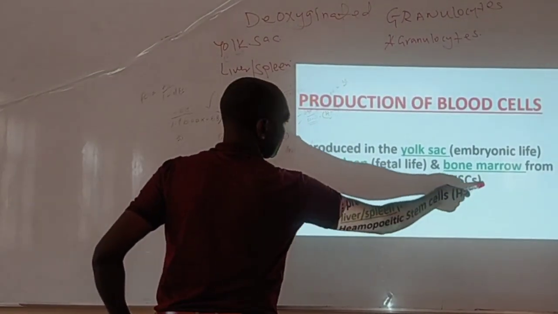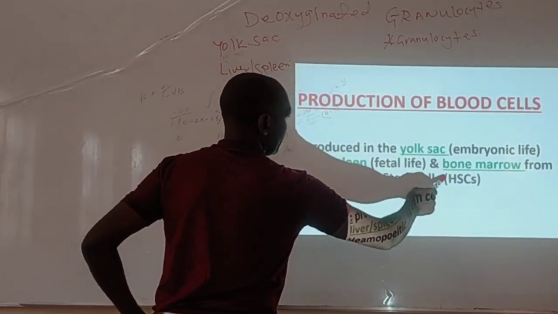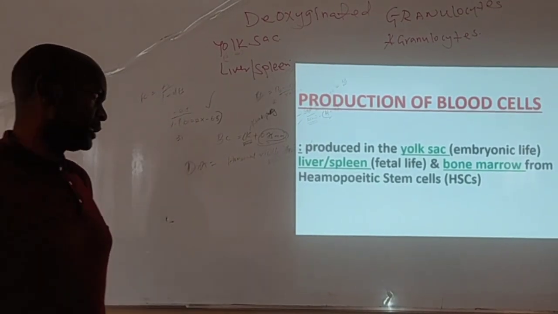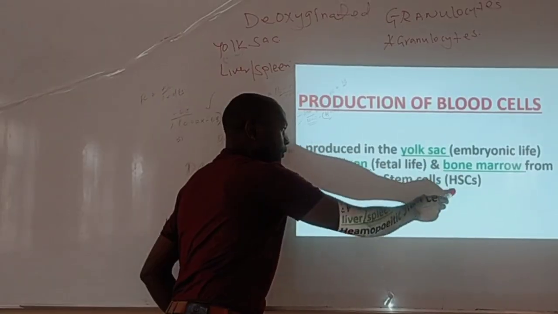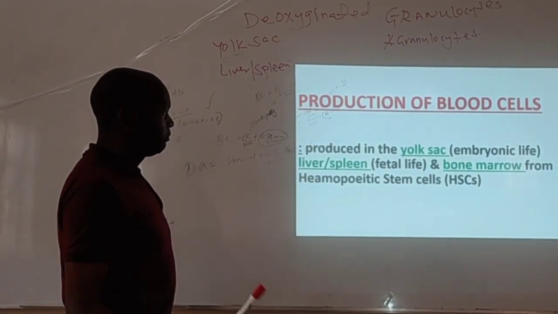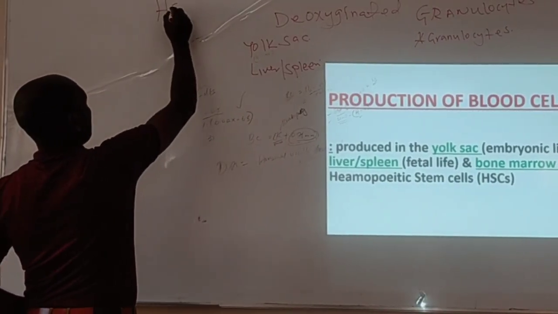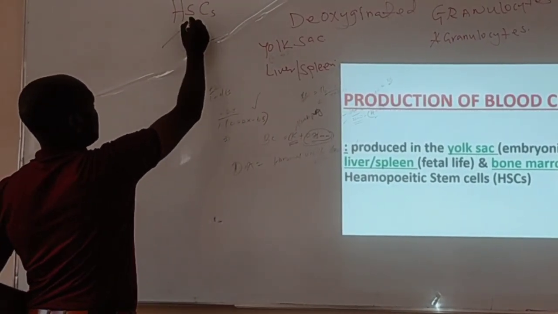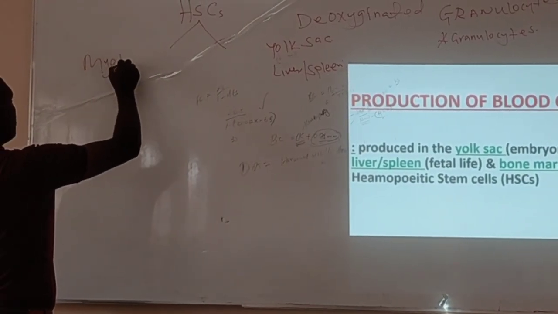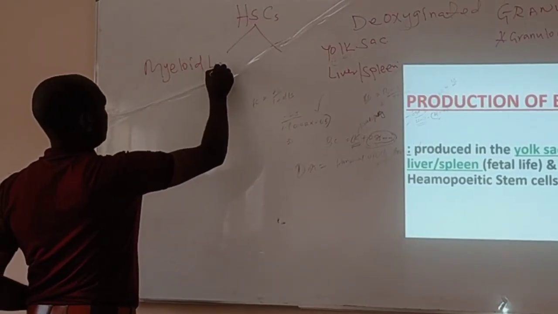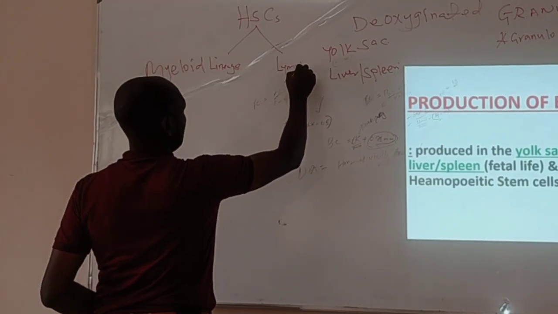And they come from what we call hemopoietic stem cells. If we talk about the bone marrow, these are the cells we refer to as multipotent cells. Multipotent meaning multipotential. They have the multipotential to differentiate into different blood cells. Therefore, we start from the hemopoietic stem cells, and then we have two lineages, the myeloid lineage, and then we also have the lymphoid lineage.